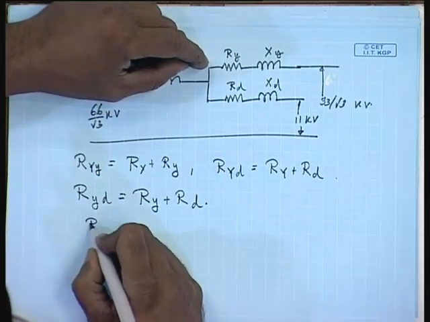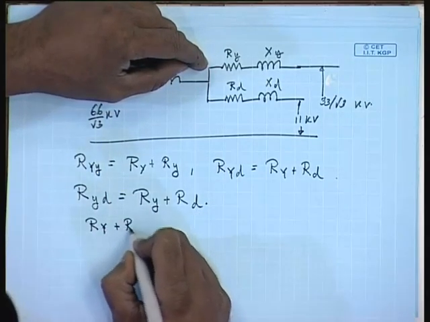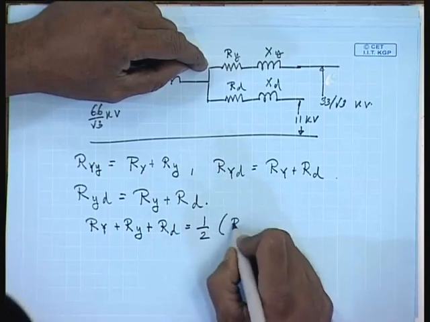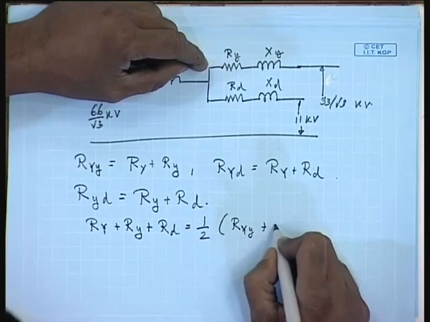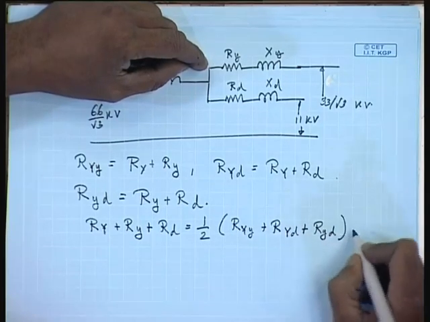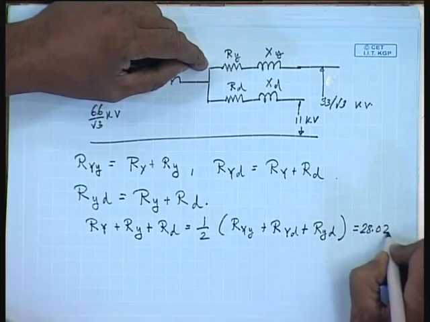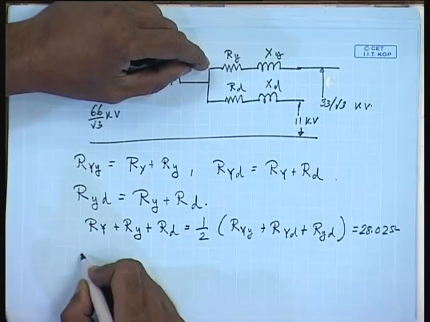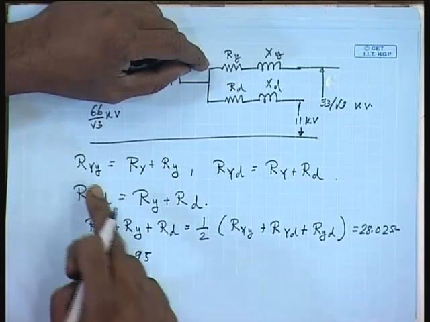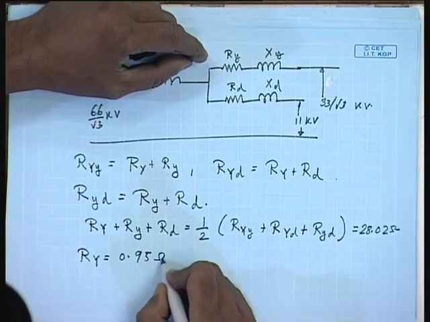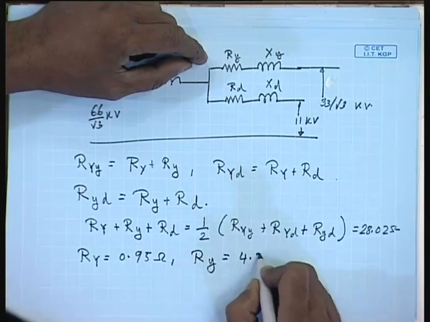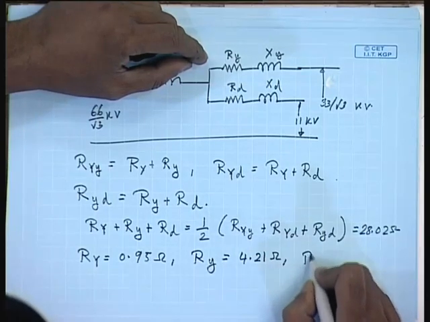Therefore, R capital Y plus R small y plus R small d equal to half of RYY plus RYD plus R small y small d. This comes to 28.02 ohms. Hence, from here we can find out R capital Y equal to 0.95 ohm, R small y comes to 4.21 ohm and R small d comes to 8.85 ohm.